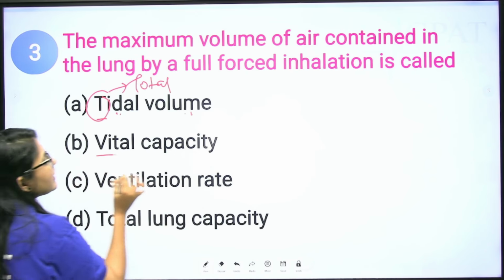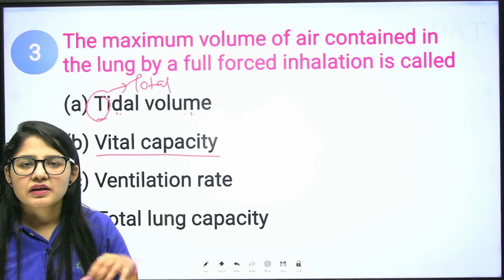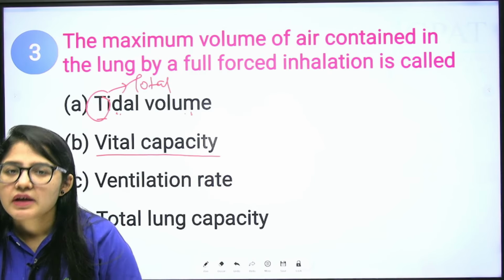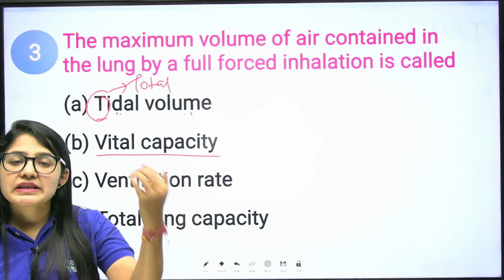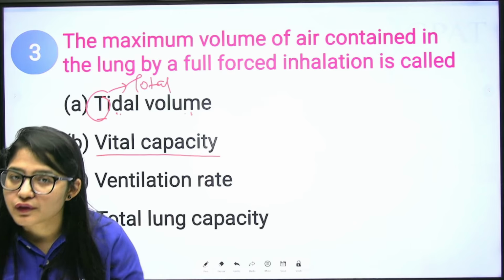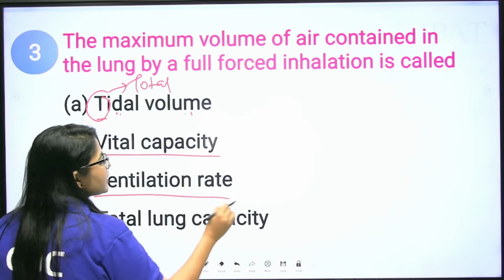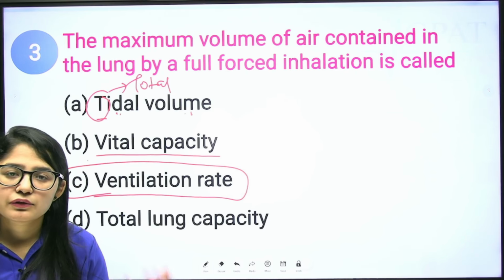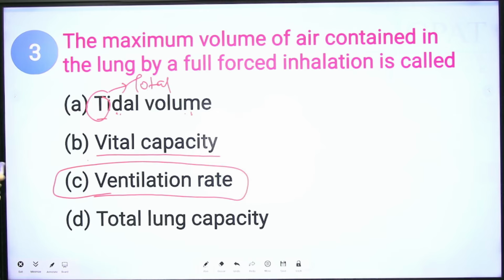Clear? Vital capacity. Capacity means something that we are testing, that is, what is the maximum capacity of it. Likewise, you can test the amount of air our lungs can inhale and exhale after applying full force; that is known as vital capacity. Next we have the ventilation rate. This is a type of artificial oxygen. Whenever a person is not able to oxygenate himself, then we provide artificial life support, that is ventilation.